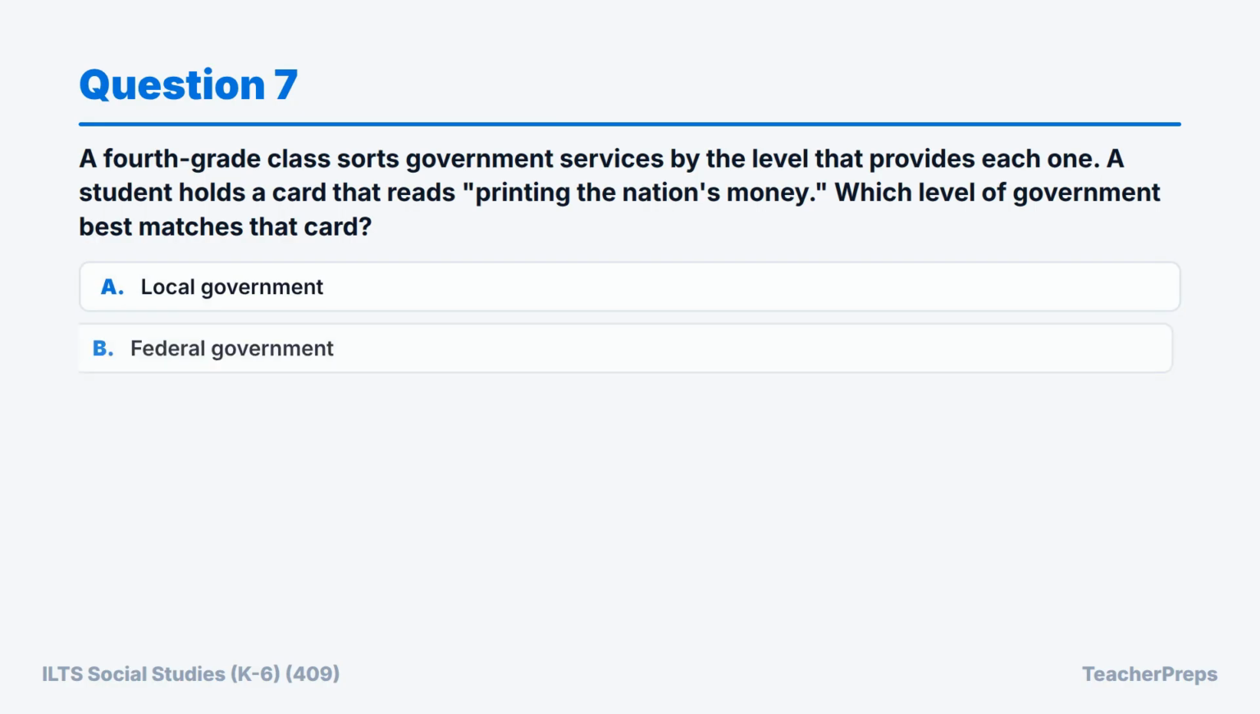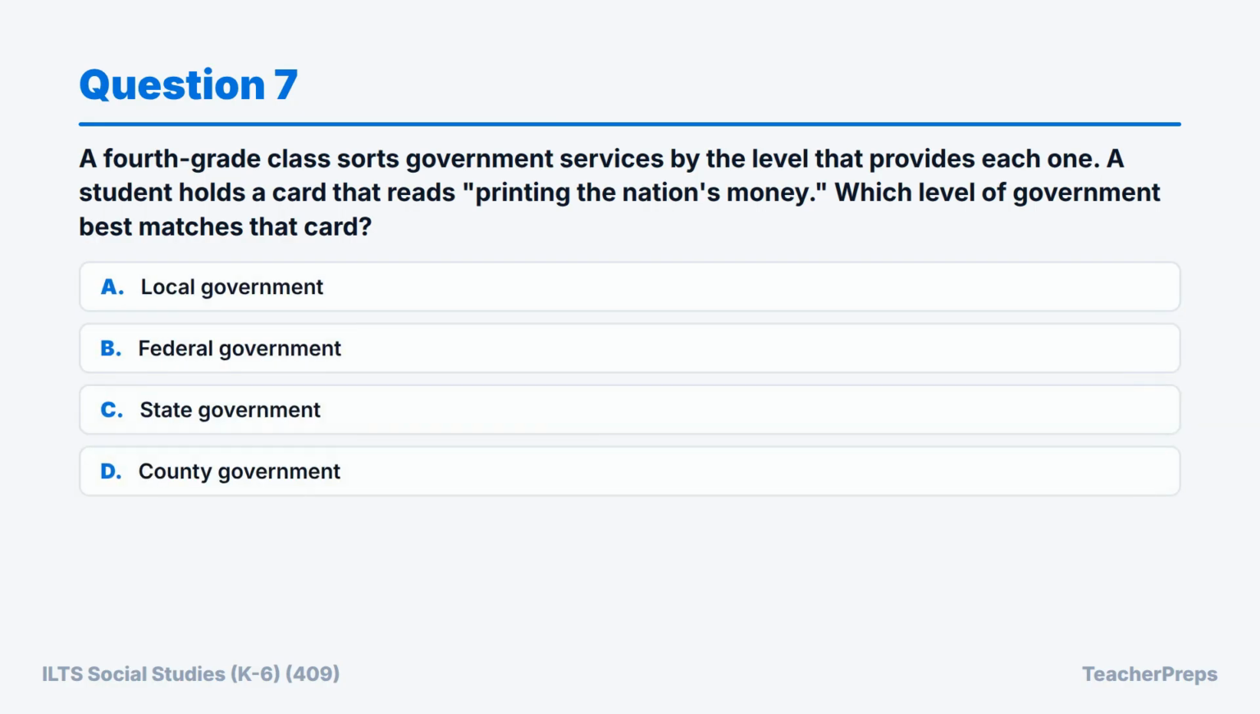Question 7. A fourth-grade class sorts government services by the level that provides each one. A student holds a card that reads, "Printing the nation's money." Which level of government best matches that card? Pause the video and select the best answer.